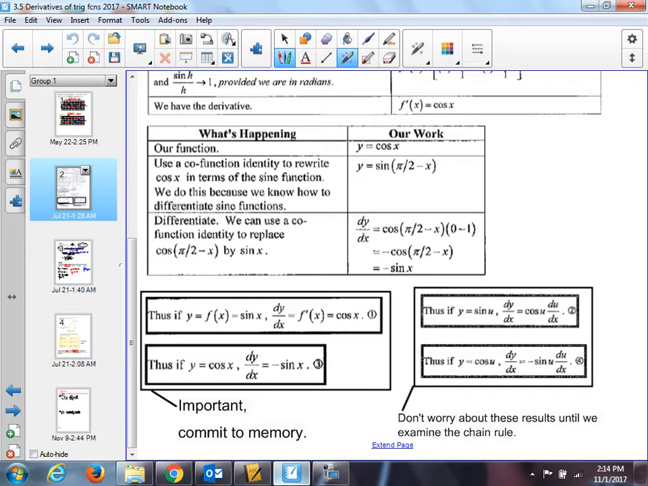Now what you guys have to memorize, and I've mentioned this before, is these two things. Have these memorized. If the function is sine of x, the derivative is cos of x. Again, the derivative of sine of x is cos of x. The derivative of cosine of x is negative sine of x. Good.